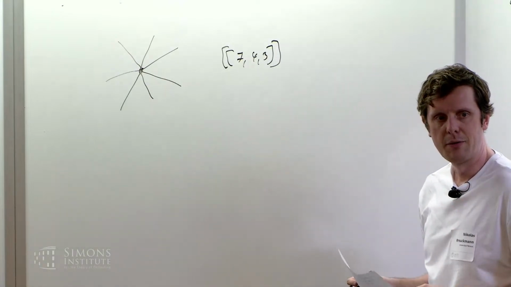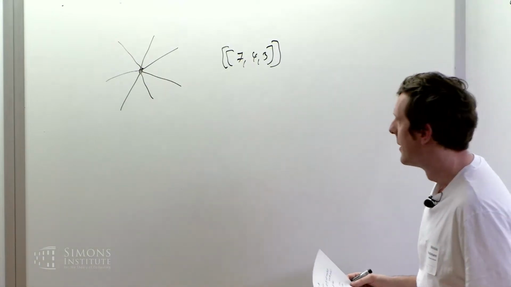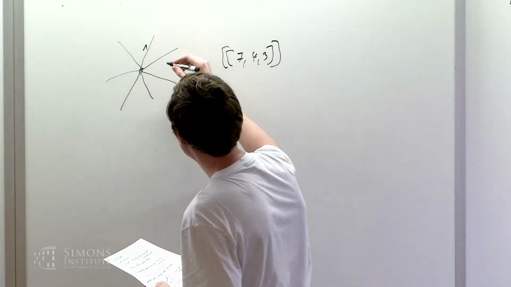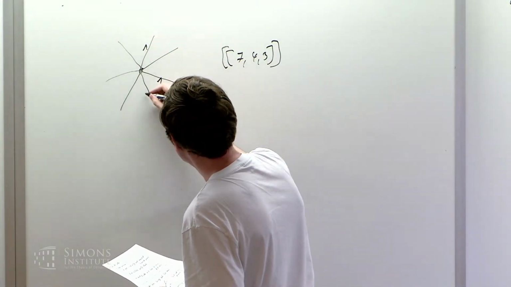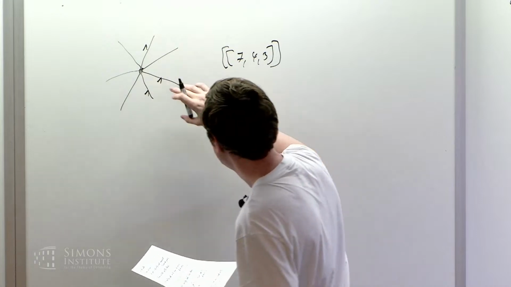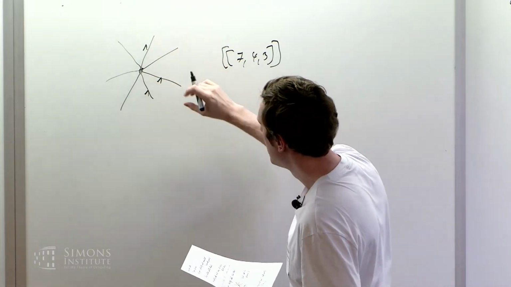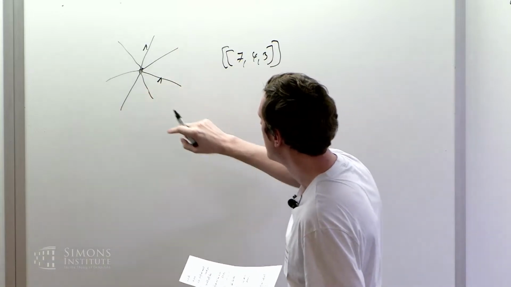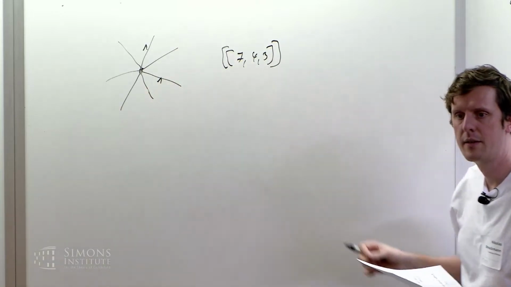Is that kind of clear? So for example, let's say this, and I don't exactly know what the code words look like here, but let's say this is a code word of the Hamming code. Then this would be allowed. But for example, this would not be allowed because the Hamming code has distance 3.